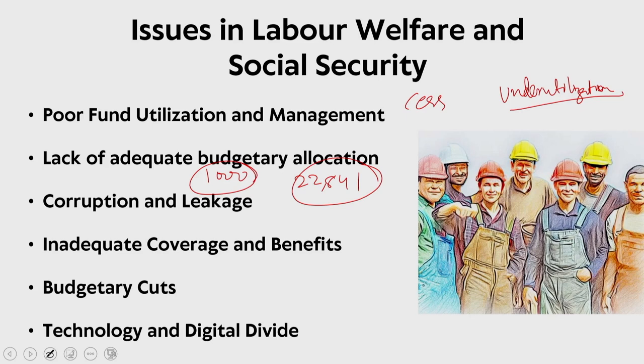Maybe there are different reasons and justifications, not denying that, of its development agenda, and it has not allocated sufficient resources to meet the needs of the vulnerable sections of society. Maybe it is not the allocation itself, but the poor utilization, as we discussed in the previous point, that could also have been a leading factor in the inadequacy of budgetary allocation. There could be several reasons, but the fact remains that there is a big shortfall when it comes to budgetary allocation.